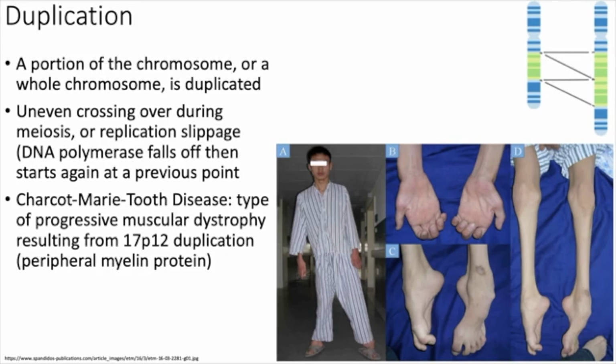That's when your DNA polymerase is chugging along on the opposite strand, and it's going along and along, and it falls off. And so it takes that new strand that it was making and kind of backs up a little bit and then starts again. If that happens, then you can end up with a region that gets duplicated.